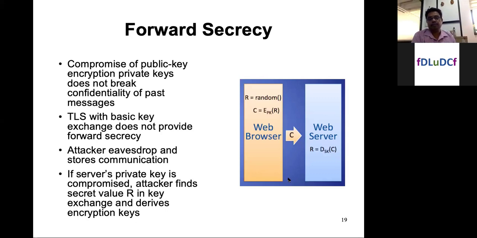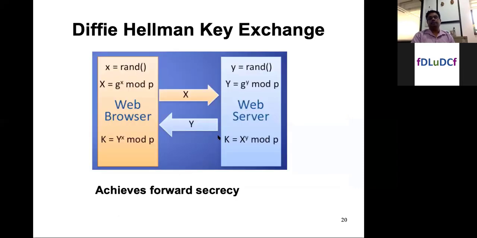RSA-based key exchange does not provide forward secrecy. Why? An attacker can record those sessions, and in the future, if the attacker finds the private key of the server, he could decrypt entire sessions and get hold of the random R, that is the session key, and using that, they can decrypt the previous or past communication. So we don't want to see that. We want to get a solution for that.